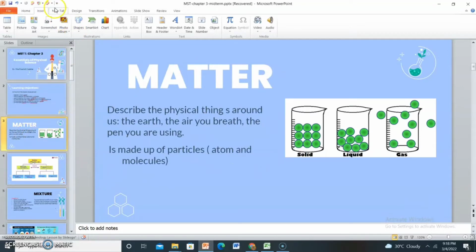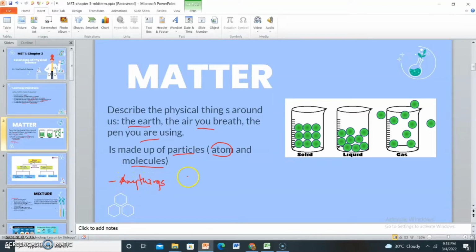In matter, it is described in the physical things around us. The earth, the air you breathe, and what we are using are also made up of particles, which are atoms and molecules. So matter is anything that occupies space and has mass. So, lahat na nakikita is composed of matter.